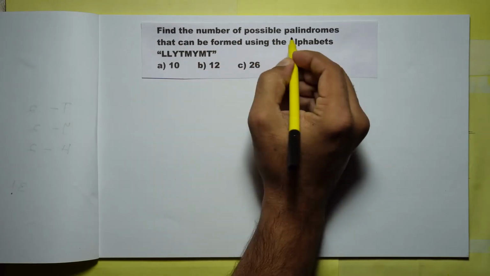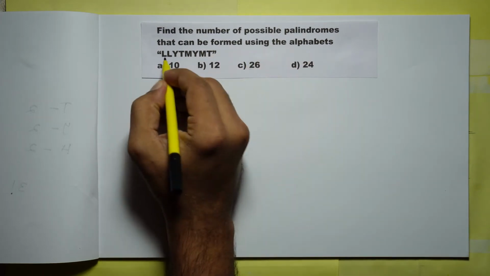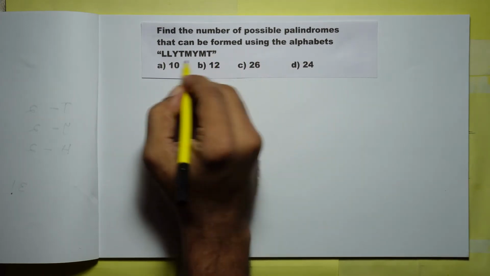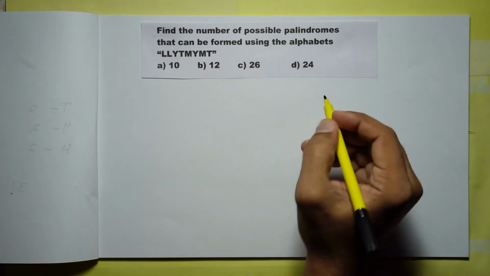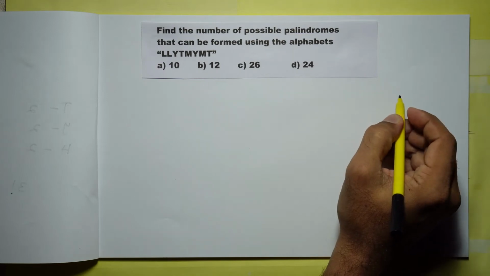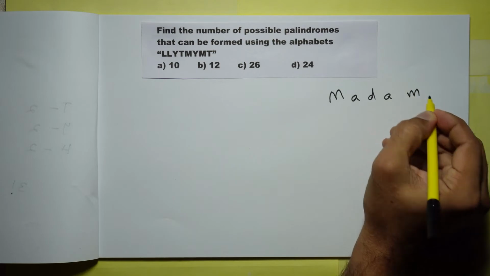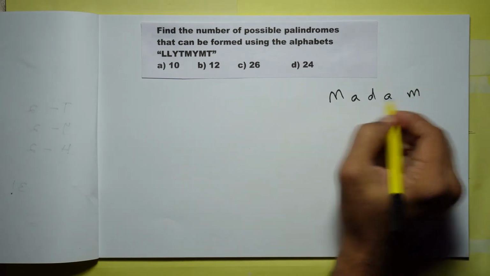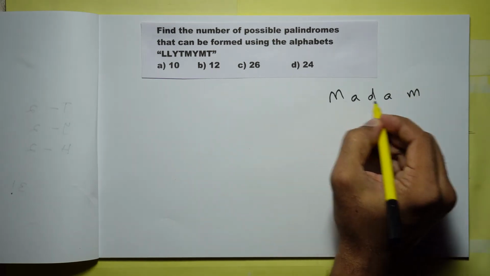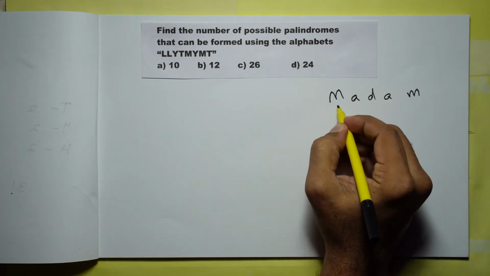Find the number of possible palindromes that can be formed using these alphabets. Now a palindrome is a word whether you read from the left or from the right, the spelling will be the same. A typical example is madam. Whether you read from the left or from the right, the spelling will be the same, M-A-D-A-M. From the right, it will be M-A-D-A-M.